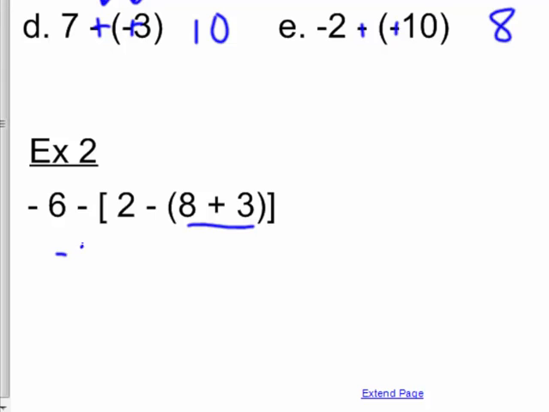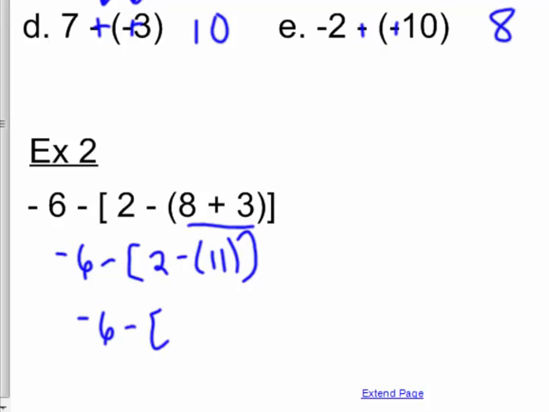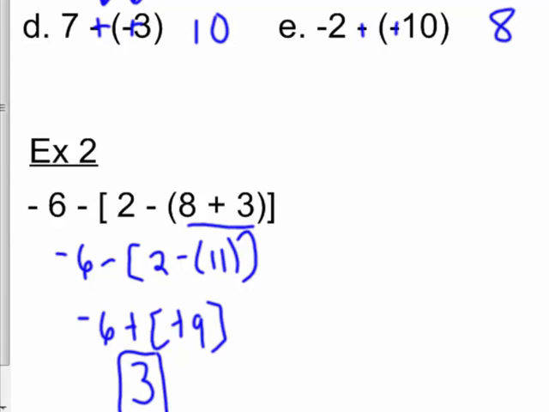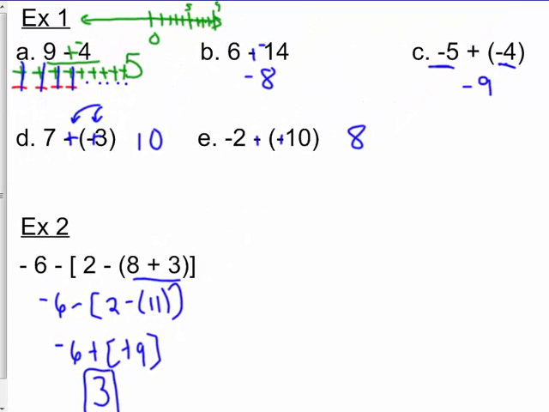In example 2, I'm going to do the inside first, 8 plus 3, which gives me 11. The brackets there are the same thing as parentheses. So I have negative 6 minus 2 minus 11. 2 minus 11 is negative 9, and again, plus, or add the opposite. And now I have minus a negative. I add the opposite. I change it to addition. And negative 6 plus 9 gives me a positive 3. Again, there are 3 more positives than negatives.